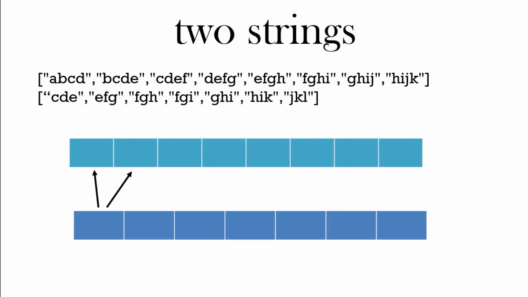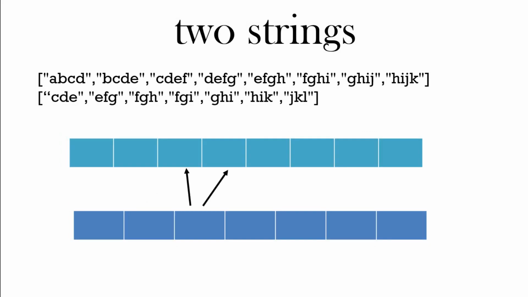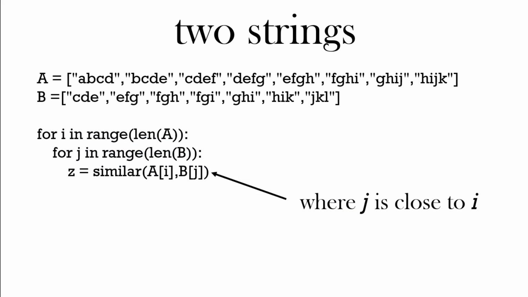But when we loop through our list, we don't really need to check every item in the first list with every item in the second list, because when they're aligned they're in a very similar place in the list. Not identical, but similar. So we can move along the list and we can see that each item is likely to be in a similar place until we get to the end of the list. So when we compare them, we don't need to compare every single item in the first list with every single item in the second list. We just need to compare where J is close to I.